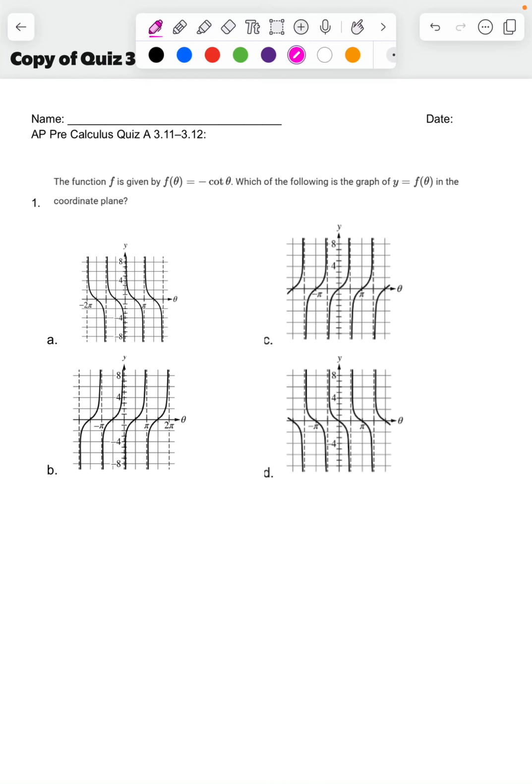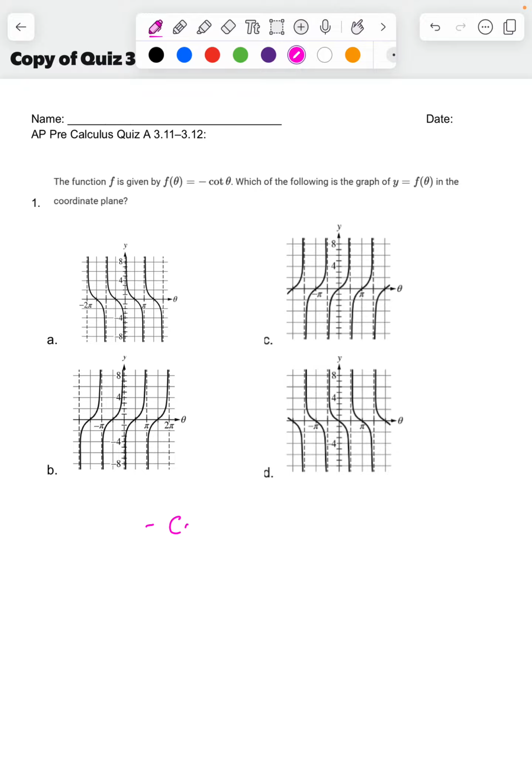Okay, so we're going to go over the quiz from Wednesday, April 15th. The first question states that the function f is given by f of theta equals negative cotangent of theta. Which of the following is the graph of y equals f of theta in the coordinate plane?